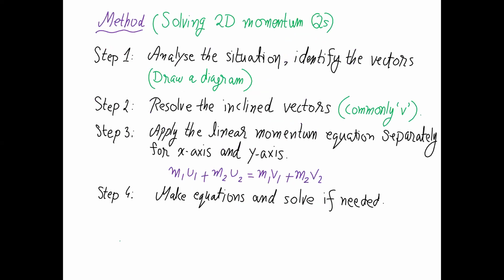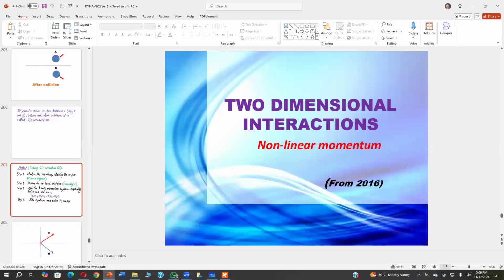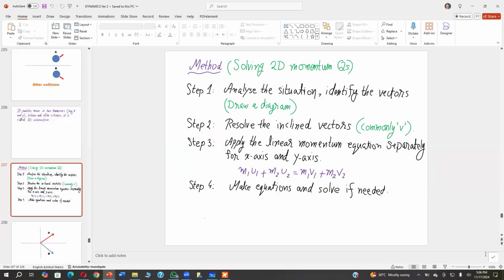Now the steps are needed. The method requires proper attention, solving 2D momentum. Let me share it with you first, and then you can memorize it. I'm sorry, I have to stop the screen share. Actually, here the internet is in severe problem. I have shared a worksheet also with you.